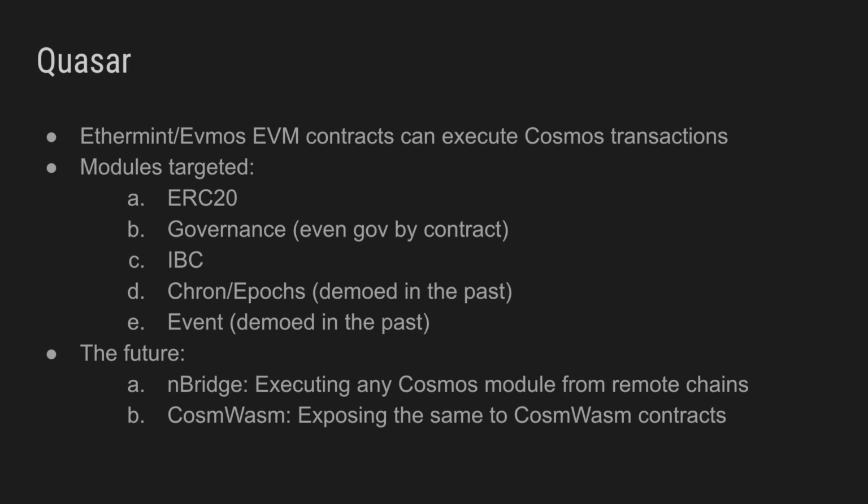Today you saw that Ethermint Evmos EVM contracts can execute Cosmos transactions. Modules that you can call from the EVM are the ERC20 module, the governance module, inter-blockchain communication or IBC, the cron or epochs module, the event module, and in the future Quasar will be used by Axelar and IBC for executing any Cosmos message from remote chains, and by Cosmos for exposing the same to CosmWasm contracts.